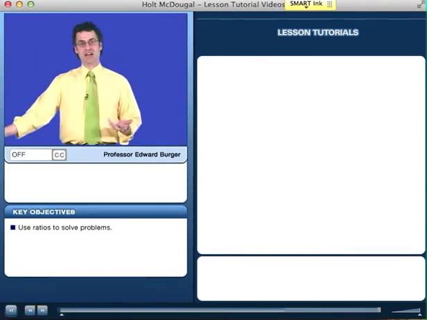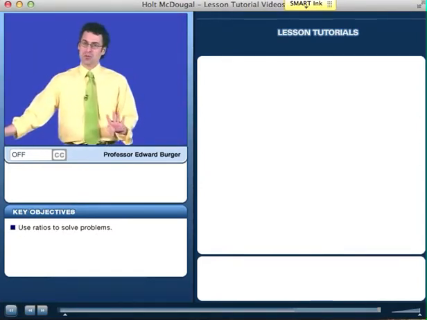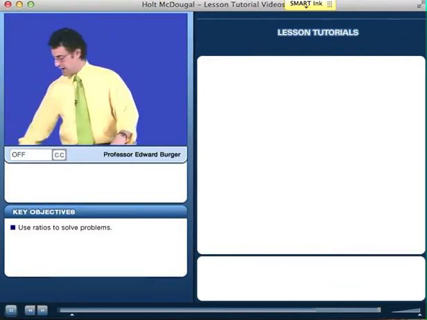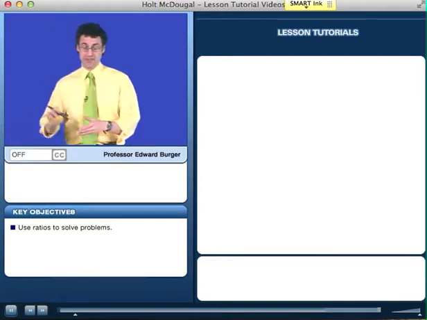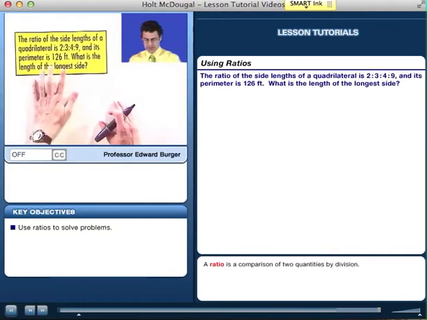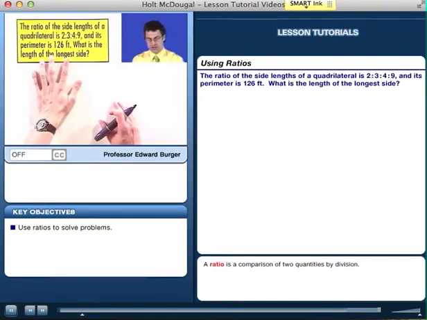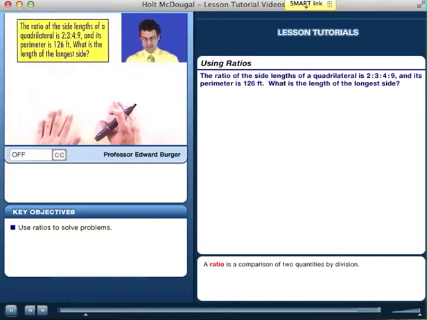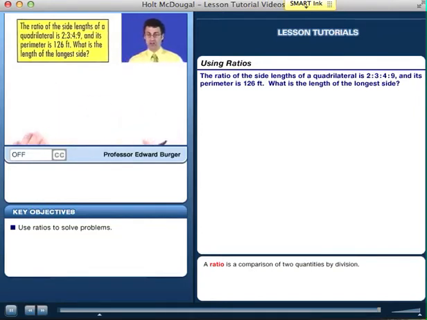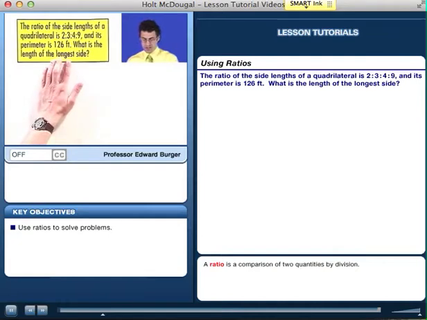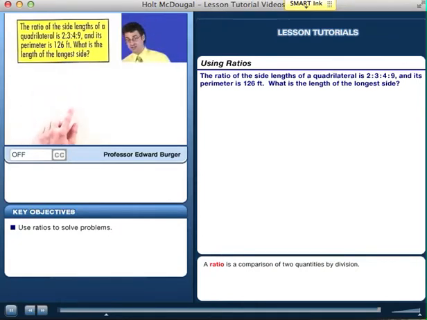Let's see ratios in action and see that, in fact, what sounds like not a lot of information really contains quite a bit of information. Check out this example right here. We're given a quadrilateral, and we're told that the ratio of the side lengths of the quadrilateral is 2 to 3 to 4 to 9. And its total perimeter is 126 feet. The question is, what is the length of the longest side?